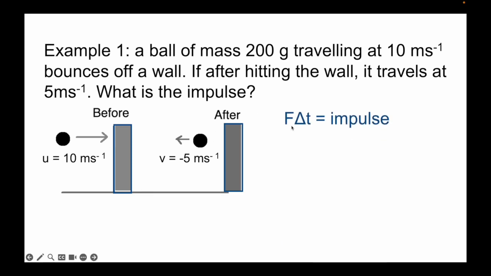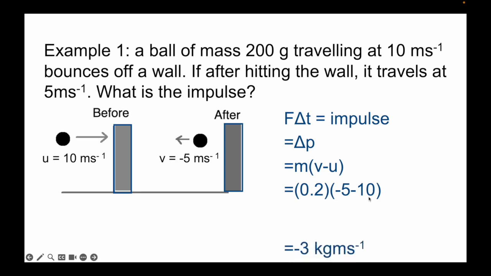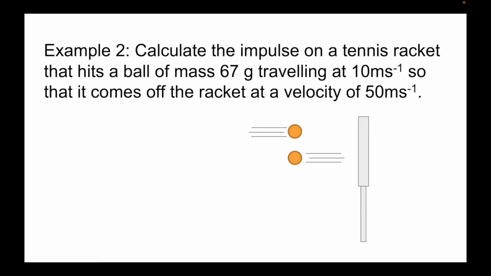What we can say is that our F delta t is impulse. And so our impulse is going to be our mass times final minus initial. We can put our mass in there, final minus initial. Our final is going left, so we have a negative 5. And of course we have 10 here, so we end up with negative 3 kilogram meters per second. Let's do another one. Pause it and come back.